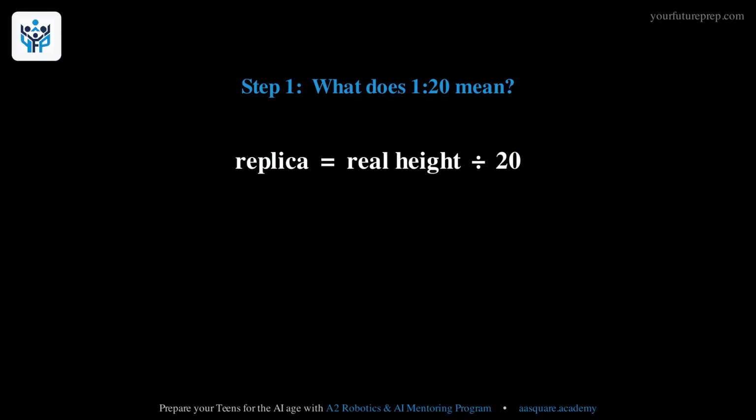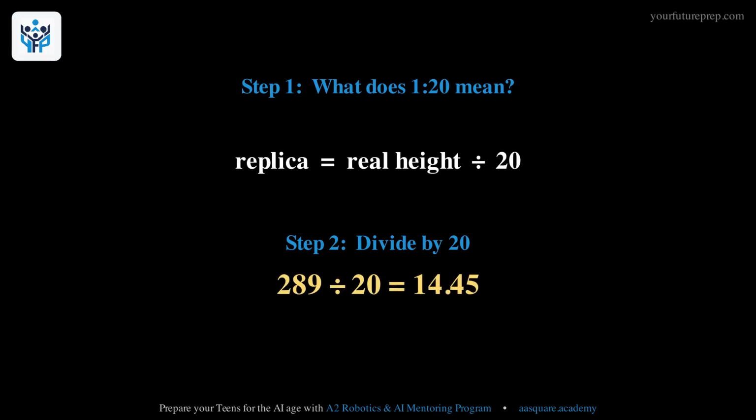The ratio 1 to 20 means the replica is 1/20th the height of the real building. So to find the replica's height, we divide the real height by 20. Now we divide: 289 divided by 20 equals 14.45 feet.